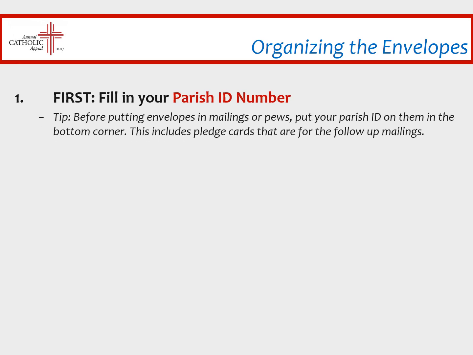Now moving on to the next steps of organizing the envelopes, the first thing you want to do is fill in your parish ID number. And here's a tip: before putting envelopes in mailings or pews, put your parish ID on them in the bottom corner. This includes pledge cards that are for the follow-up mailings.